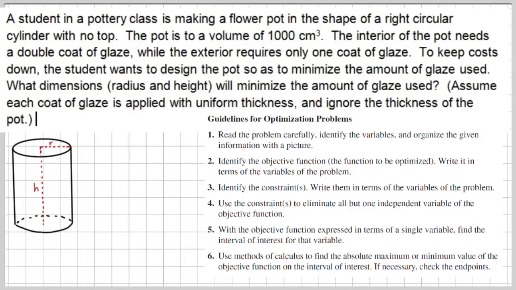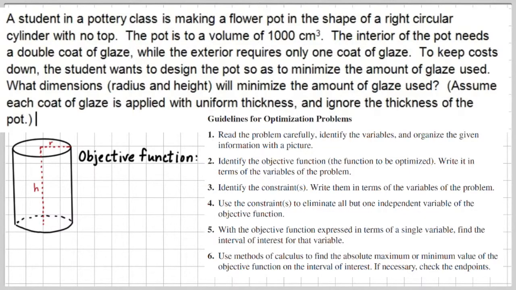Since the pot is cylindrical in shape, and we're looking at an open top pot, then the total surface area of this pot would be the area of the cylinder plus the area of the circular bottom. Now we also have to account here for the coating. That is, we're going to do one coat on the exterior and two coats on the interior.